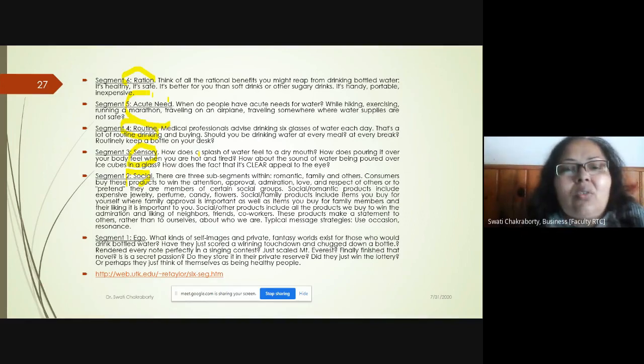Okay, so this happens, and when we talk of social or romantic products, that also includes jewelry, perfume, candies. Social or family products can be items which you buy yourself where family approval is important, right? Where you want people to approve.